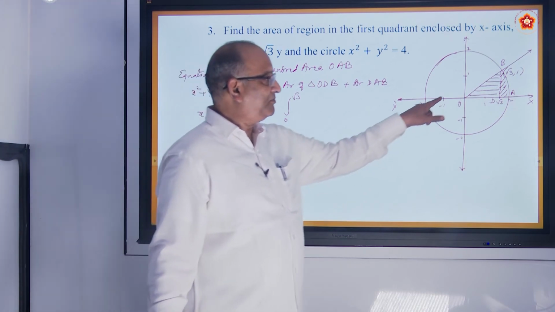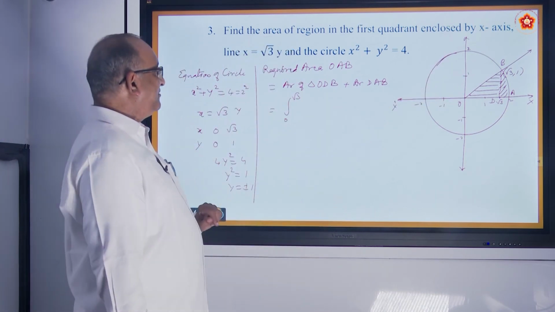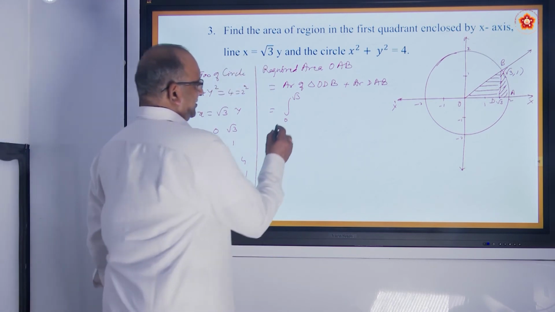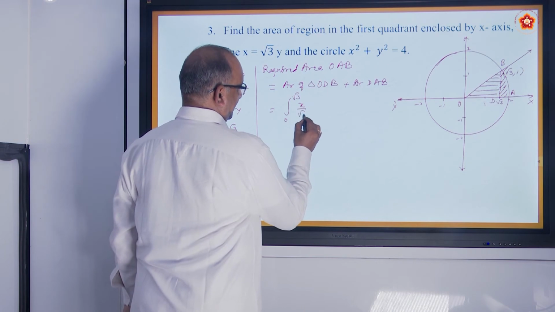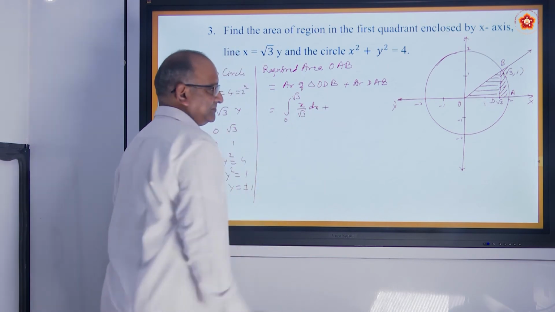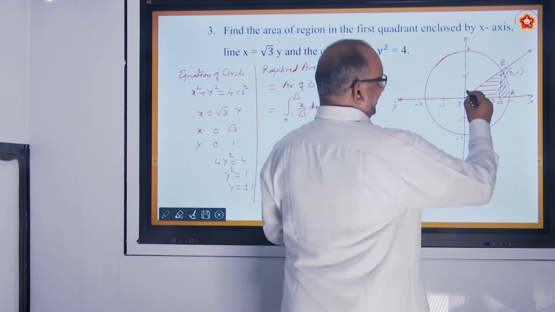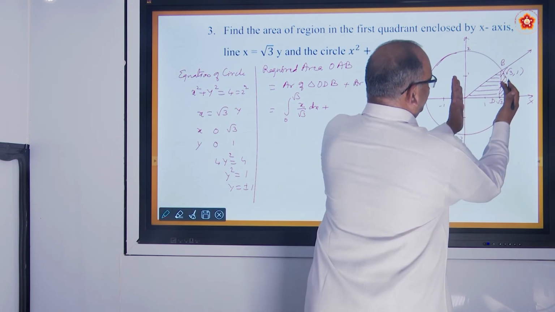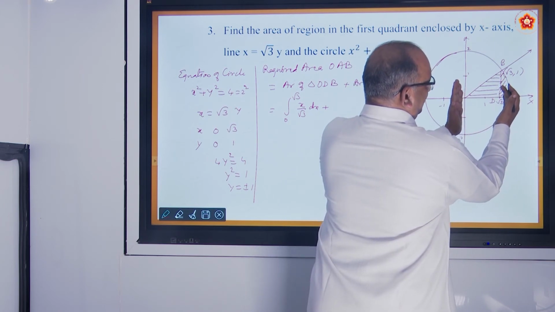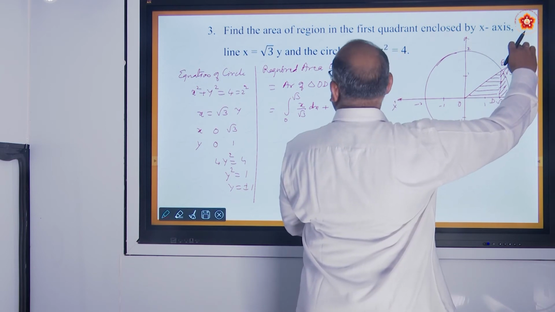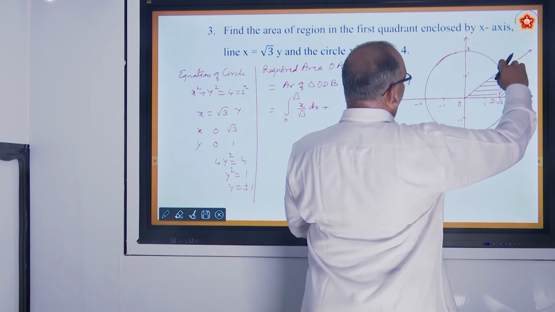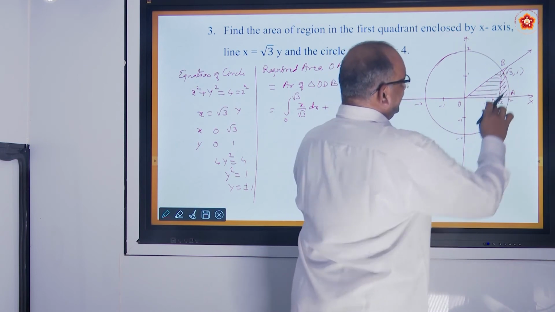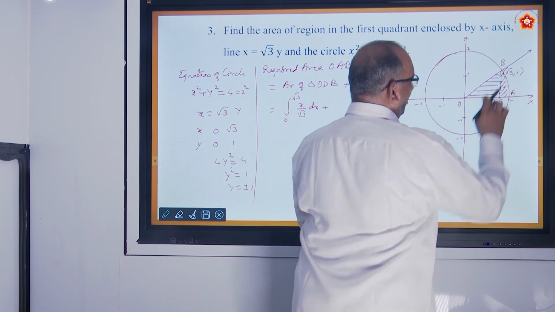What is y? Y of the straight line. What is the y of the straight line? Y of the straight line is x by root 3, plus means what? We are taking the area below the line above x axis between 0 and root 3. The limits are 0 and root 3. The equation of line is x equal to root 3 y, or y equal to x by root 3.